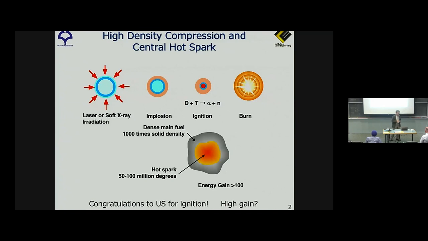And as everybody knows, Livermore made an ignition very recently, and congratulations to the United States for such an ignition in humankind. But high gain remains to be explored for the future.